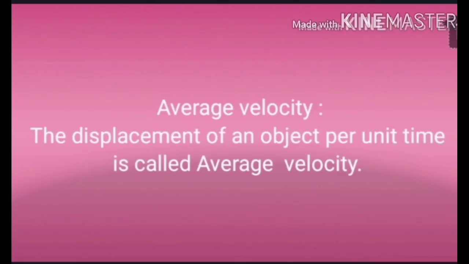Average velocity is a vector and is along the direction of displacement. The formula of average velocity is equal to displacement by time taken. So the definition: the displacement of an object per unit time is called average velocity. The formula is average velocity equals displacement by time taken. The quantities average speed and average velocity explain the motion of a body in a given time interval. They do not give any information about the motion of the body at a particular instant of time.